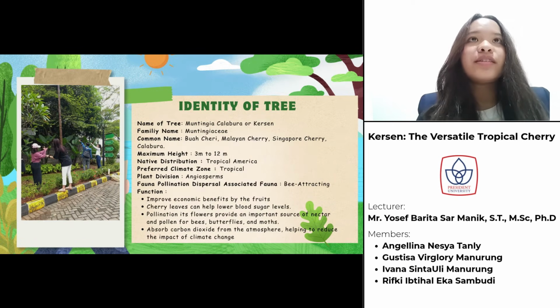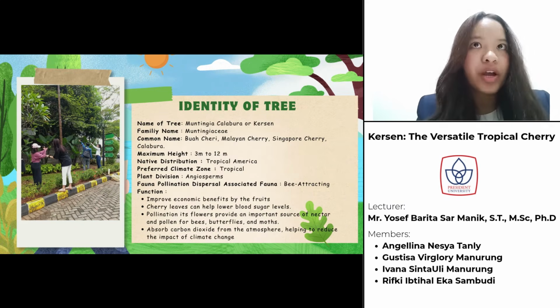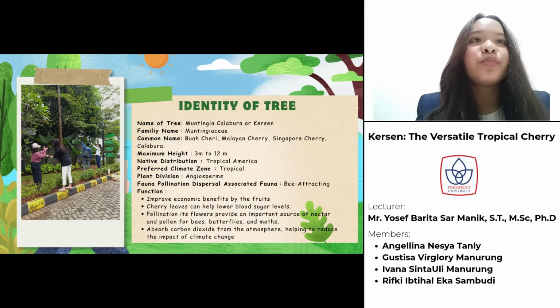Okay, here I will explain the identity of this tree. The species name of this tree is Muntingia calabura, or Kersen. The family name is Muntingiaceae, and people almost call this tree buah cherry, Malayan cherry, Singapore cherry, and calabura. The maximum height is 3 meters up to 12 meters. The native distribution is tropical America. The preferred climate zone is tropical, and the plant division is angiosperms. For pollination, the associated fauna is bee attracting.